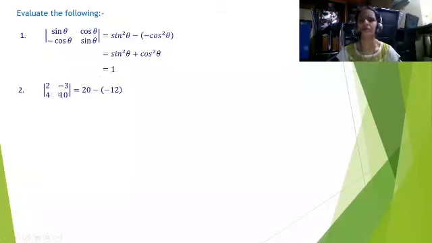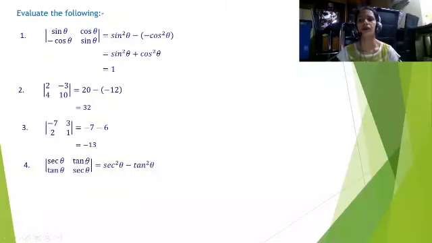This is the second example, simple, 2 by 2 only. So it is 20 minus 12. The answer is plus 32. This is one more example of 2 by 2. It is minus 7 minus 6. The answer is minus 30. This is one more trigonometric example: sec theta into sec theta, sec square theta minus tan square theta. Sec square theta minus tan square theta is equal to 1. Again, this is the Pythagorean identity.